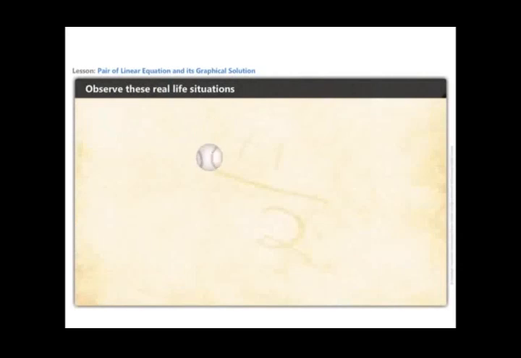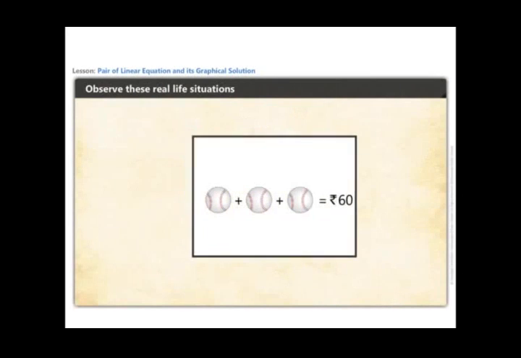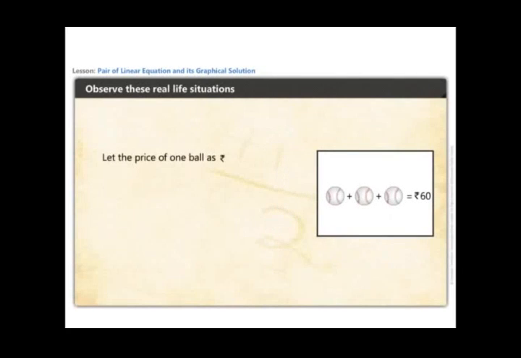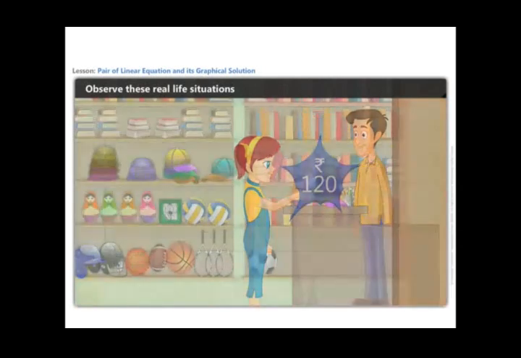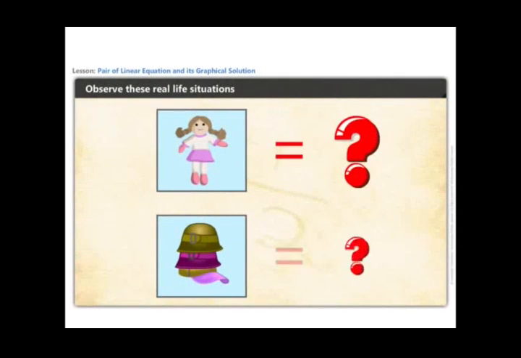We can mentally work out the steps, but for actual computation, it is more convenient to use algebra. Let us denote the price of one ball as rupees x. So 3x is equal to 60. Solving for x, we get the price of each ball as rupees 20. So Joe pays rupees 20 for each ball. Alice buys a doll and 3 hats for rupees 120. Find the price of the doll and the hat.